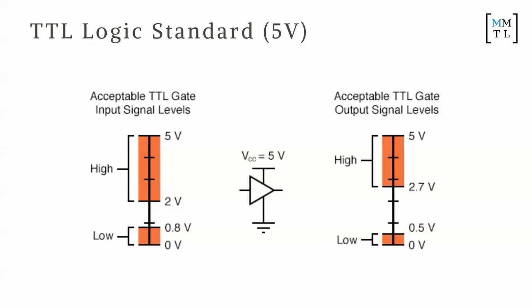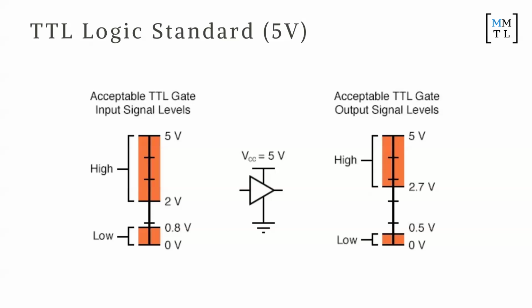So if it sees anything from 2 to 5, it is automatically a high. It's seen as if it's 5 volts. And then if it sees anything from 0 to 0.8, then it's treated as a low and it's seen as a 0. Now, if it sees something in between here, so 0.8 to 2, which should never happen, but if it does, then it gets confused and it returns neither a high nor a low.